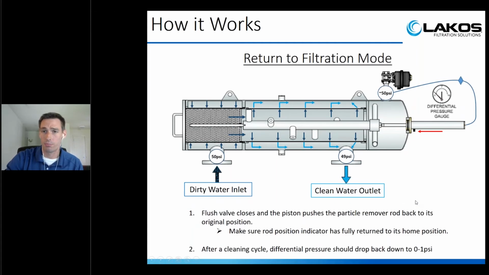After the suction process is completed, the pressure at the flush and the inlet pressure will have equalized again, so the piston will be able to return back to home base. You'll be able to watch that indicator right there move all the way back to home. You want to make sure it does go all the way back. That's how you know it's gone back to home base, and you should have a clean screen again. 50 PSI at the inlet, 49-ish PSI at the outlet. 0 to 1 PSI is pretty typical for a clean water screen differential pressure.